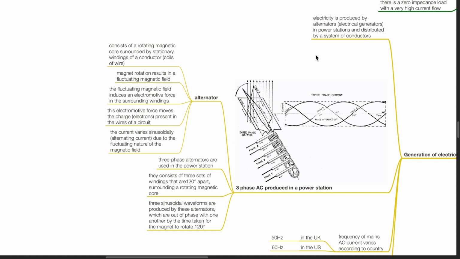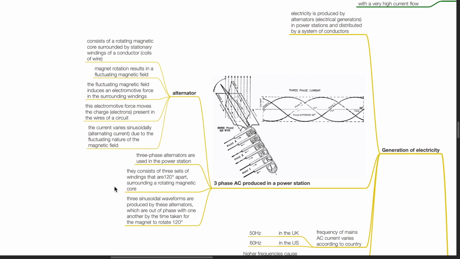Three-phase alternators are used in the power station. They consist of three sets of windings that are 120 degrees apart, surrounding a rotating magnetic core. Three sinusoidal waveforms are produced by these alternators, which are out of phase with one another by the time taken for the magnet to rotate 120 degrees.